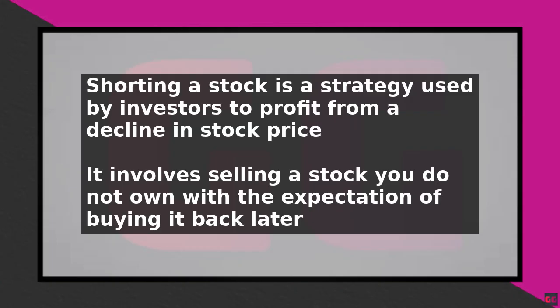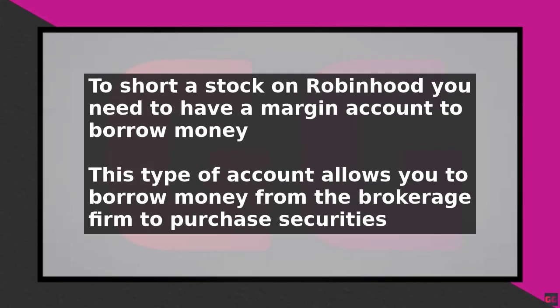To short a stock on Robinhood, you need to have a margin account. This type of account allows you to borrow money from the brokerage firm to purchase securities. Not all Robinhood accounts are eligible for margin trading, so you may need to upgrade your account. Once you have a margin account, you can start the short selling process.